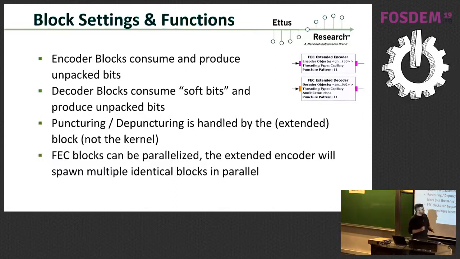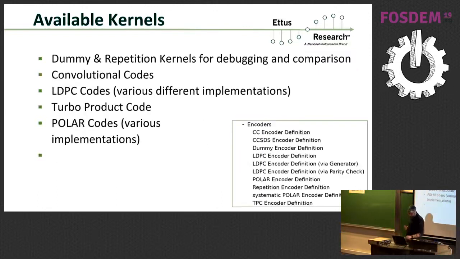The other options that are interesting are the threading model. If you have lots of stuff going on and you have plenty of cores, there might be some process optimizations that you can get. And puncturing is handled by the blocks and not by the kernels, because that's an identical process. The available kernels that we have are, I mentioned these guys, polar and turbo codes, LDPC codes. So these 3 codes are important for wireless communications.